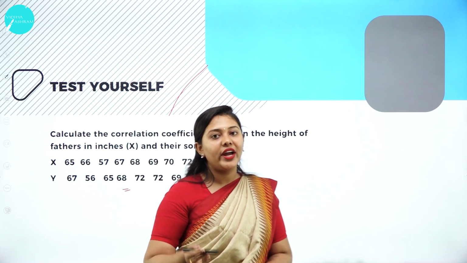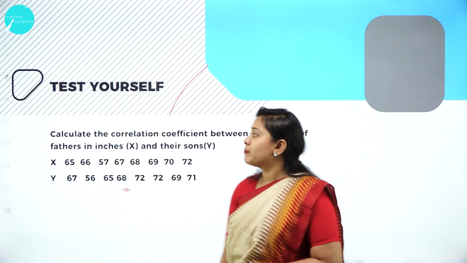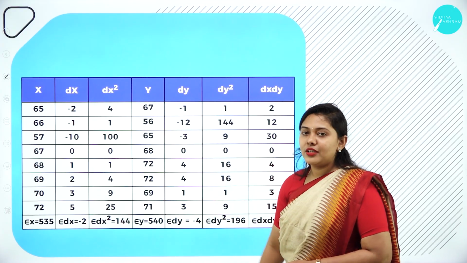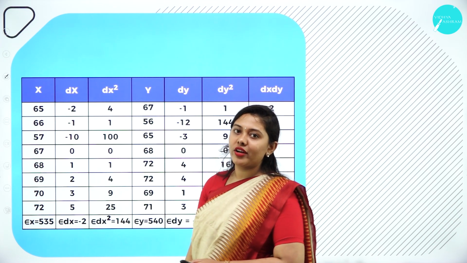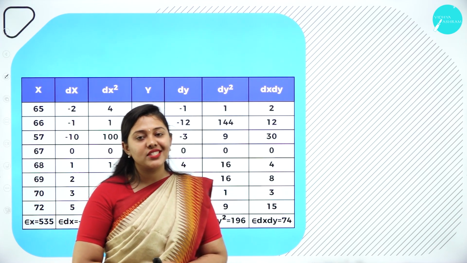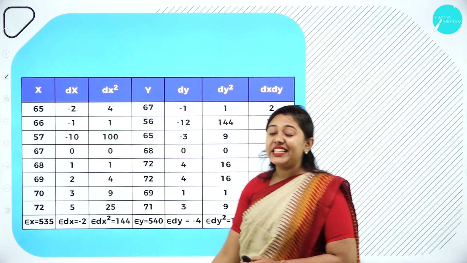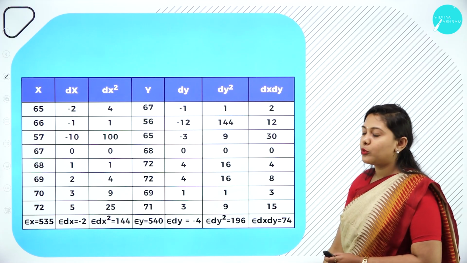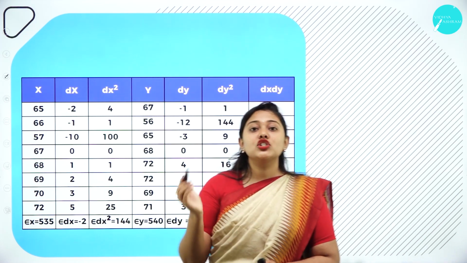So x is given, y is given. With the help of this, we have to solve the problem. So this is the column: calculation of Karl Pearson's coefficient of correlation between the height of a father and the height of a son. The x column we will write, and the next column is dx. So what is the first step to be followed? The first step is calculation of the actual mean.